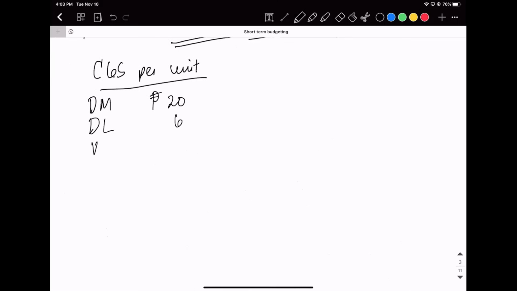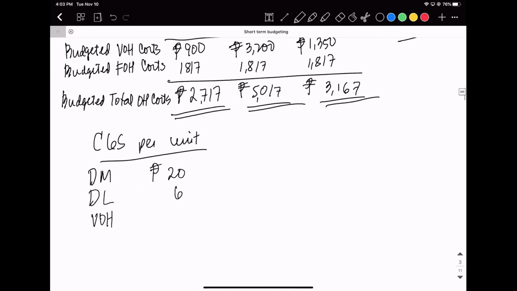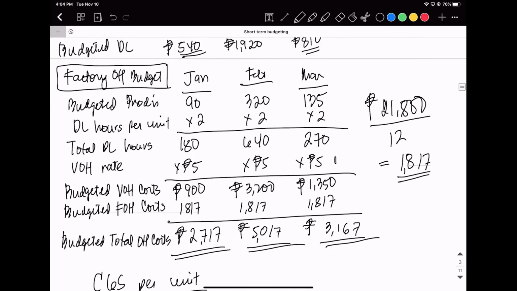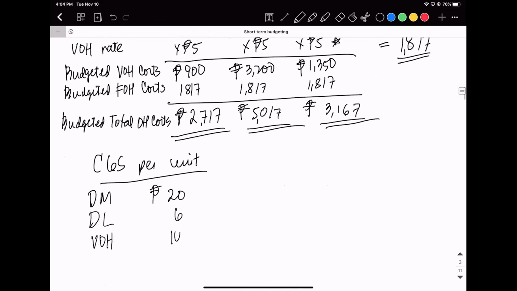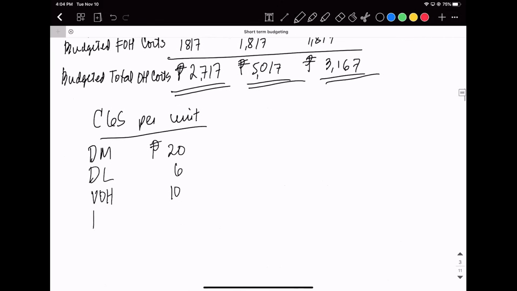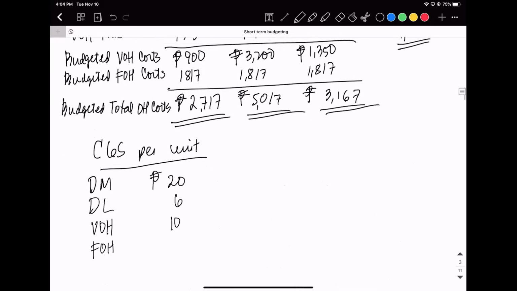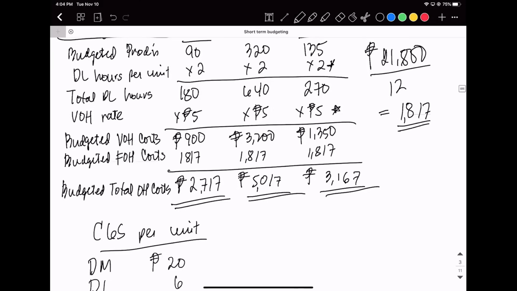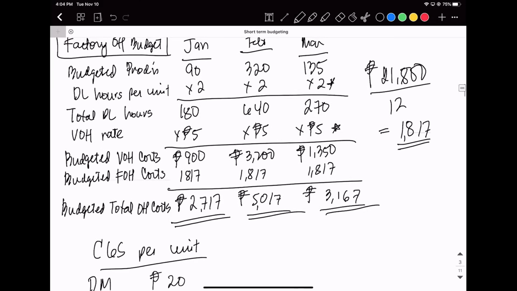How about variable overhead? Per hour, 5 pesos. Ilang hours? 2. So 2 times 5, that's 10 pesos. What about for fixed overhead per unit? Ang given ay makumpit natin monthly, pero hindi pwedeng 1,817, kasi iba-iba yung number of units produced. So your basis would be the annual.